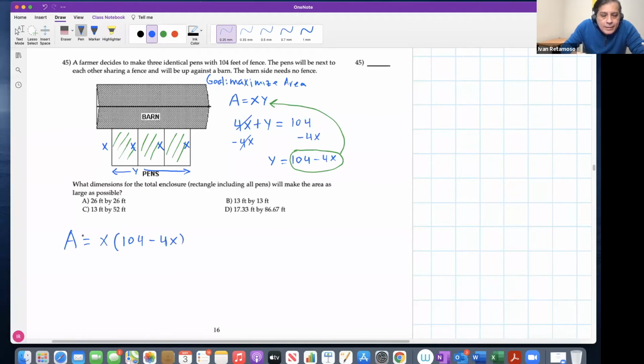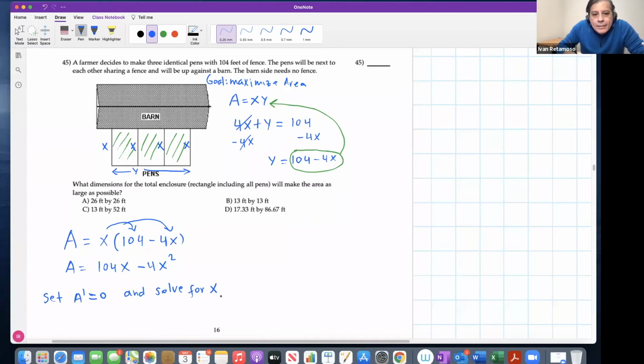Very good. So area will be equal to what? 104x minus 4x times x, 4x squared. It's a polynomial function, easy to differentiate. So now the next step is simply to set your derivative equal to 0 and solve for your variable x. That way you will find x such that this function gets maximized.